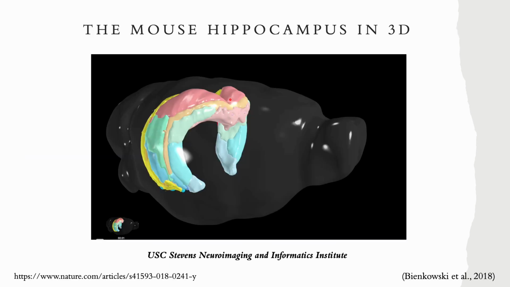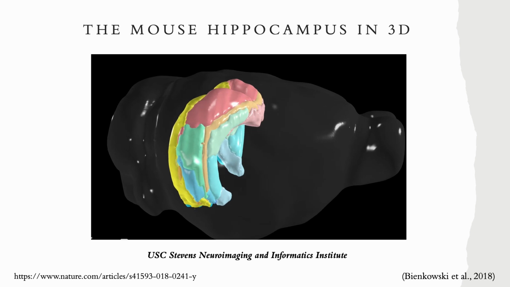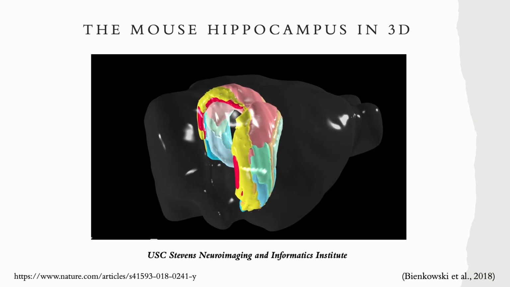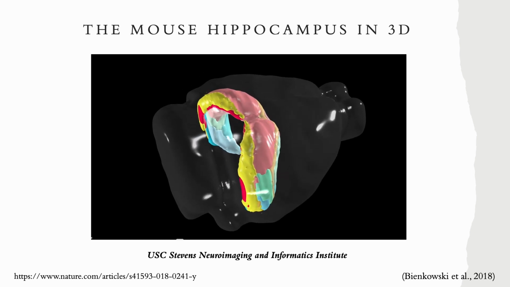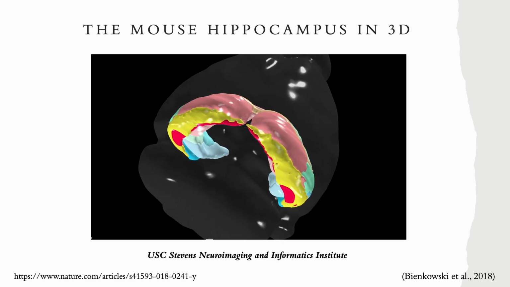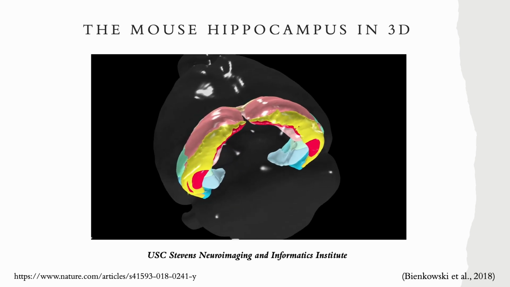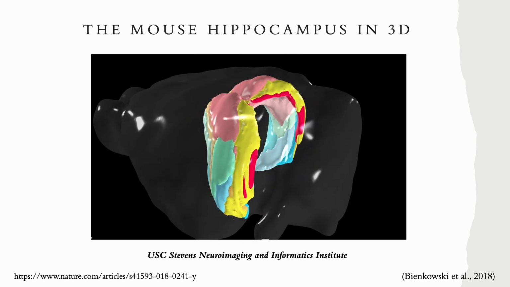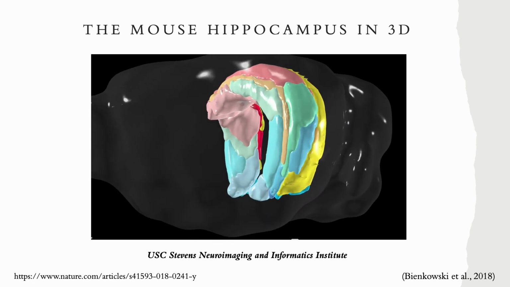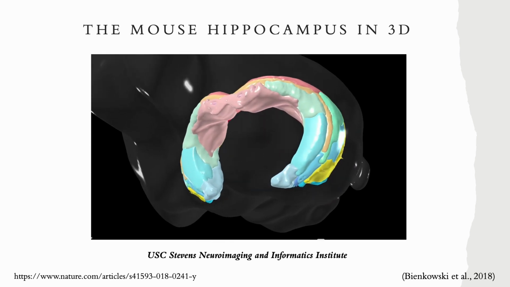So here's the mouse hippocampus in 3D, and I thought I would just share this with you guys. It's a really cool tool. This was developed by USC and their Neuroimaging Institute, and you can see and watch this mouse hippocampus in 3D. And you can actually go onto their website, which I've attached a link for this, and you can look at all of the different components of the mouse hippocampus, which is pretty cool if you're nerdy like me.